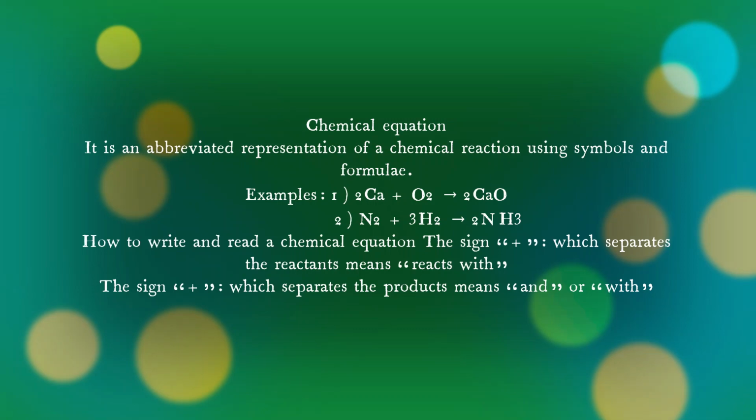Then another one is the arrow. The arrow indicates the direction of the reaction. It means the reaction goes from reactant to product, because we move from reactants to the products. So the arrow means to give, or to produce, or to form. Those are the three names symbolized by the arrow.